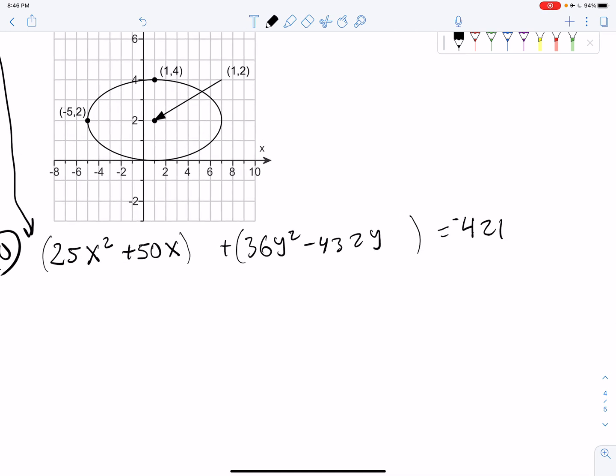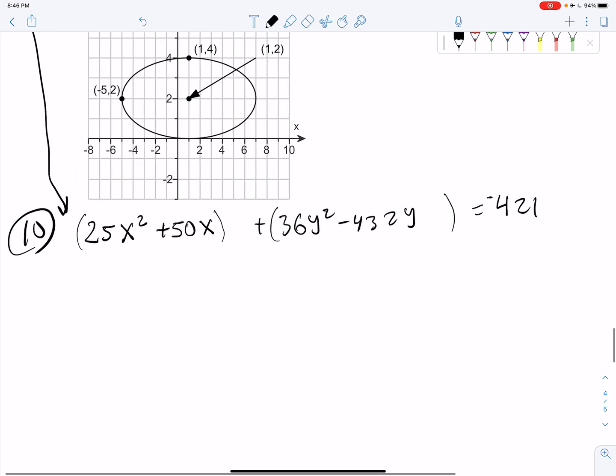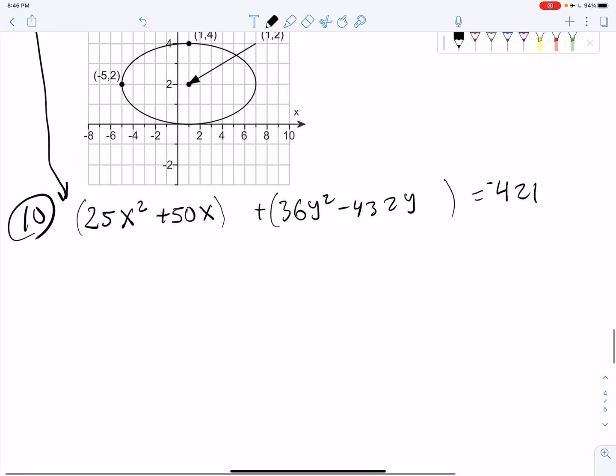Okay, so now remember when we complete the square, what has to happen? Well, we have to have this leading coefficient be 1. So I've got to factor out that 25. It's really going to cause some problems coming up here, but I've got to do it. Factor out 25, that gives me x squared plus 2x. I'm going to leave a space to complete the square.